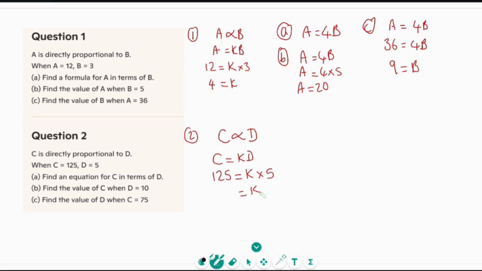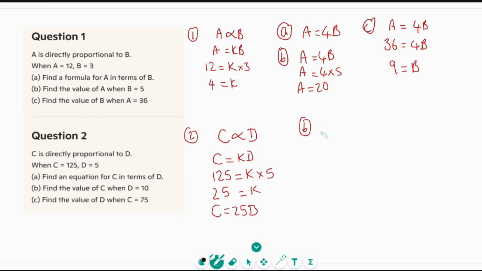Divide both sides by 5. 125 divided by 5 is 25. So my equation for C in terms of D, we've used a different word here, means the same thing. C is equal to 25D.